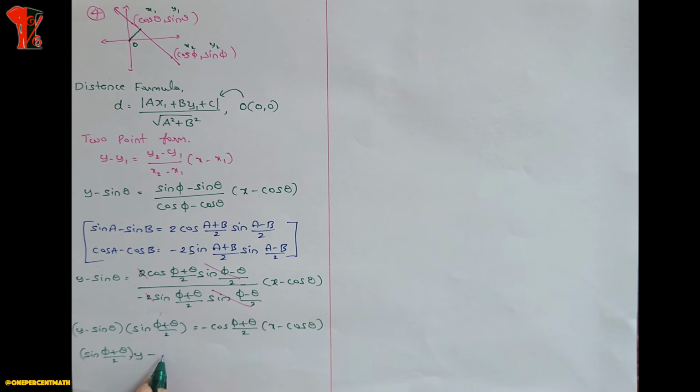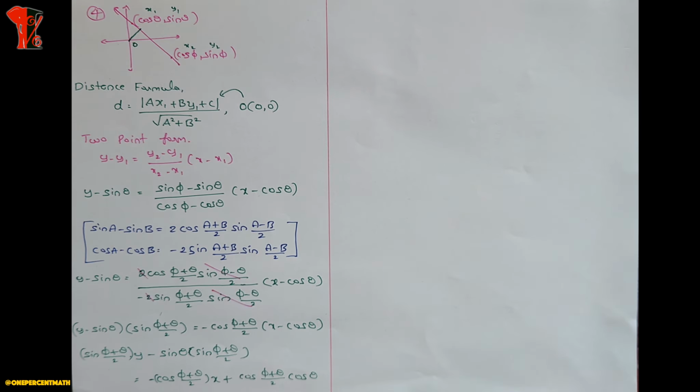Now then minus sin theta into sin phi plus theta by 2. Okay, so this is not required. Now next, over here this becomes minus into x, correct? So minus into x will be minus, so this becomes minus cos phi plus theta by 2 into x. Then next this into this, that is minus into minus.